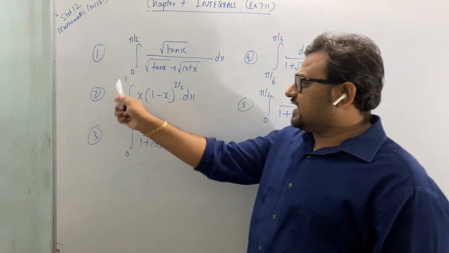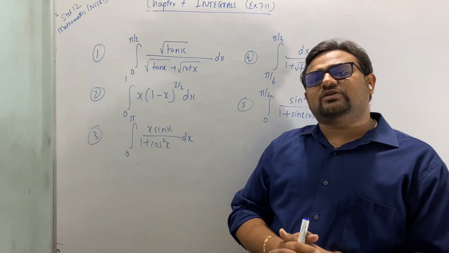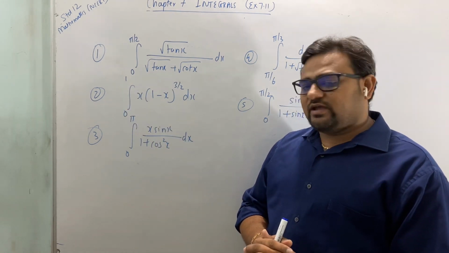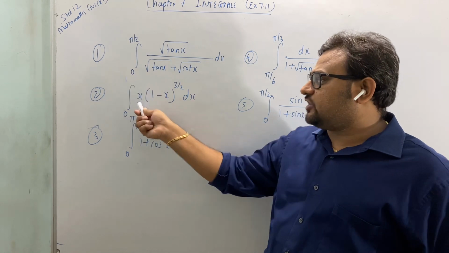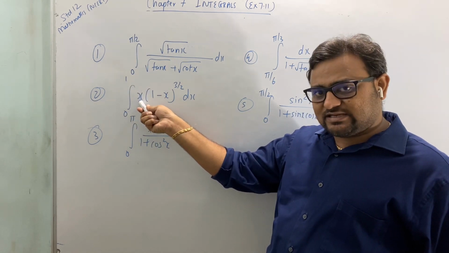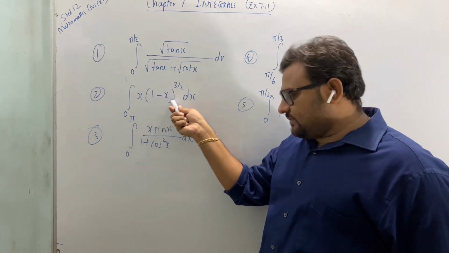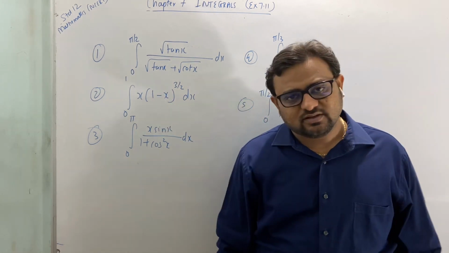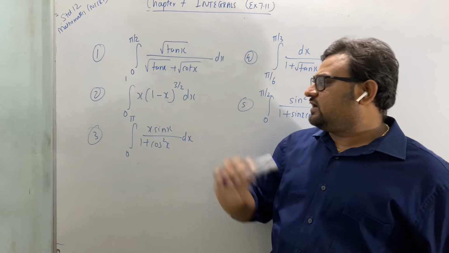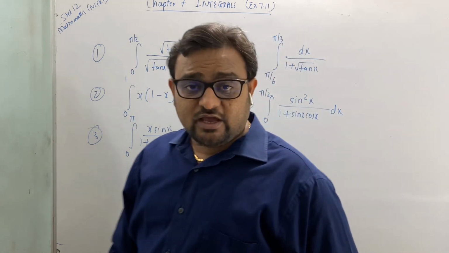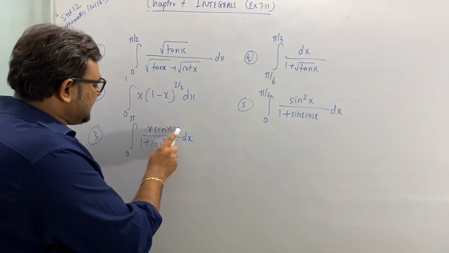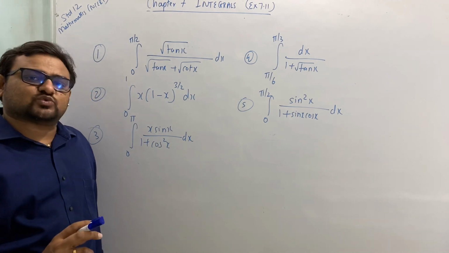Clear? Second, here also you are going to do the same method. a plus b minus x, 0 plus 1, so here it's 1 minus x and here 1 minus (1 minus x), so it will be x. Then multiply it out. In question number 3, that is x sin x upon 1 plus cos square x.